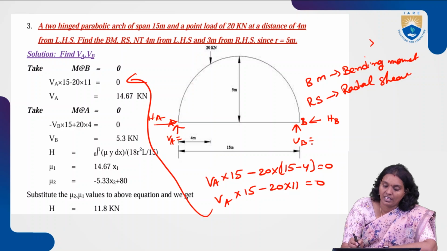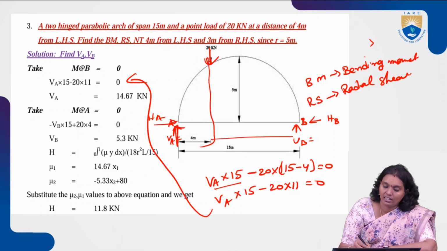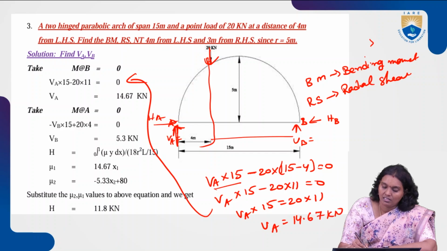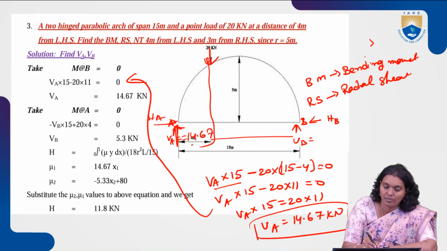So directly from VA, the total span is 15 meters. This is downwards, this is upwards, so downwards this is a negative sign. 20 multiplied by 15 minus 4. From here to here only it is acting, or otherwise we may calculate. So VA into 15 is equal to 20 into 11. After calculation we will get this vertical reaction VA equal to 14.67. From here to here this is 15. From here to here this is equal to 4 meters.